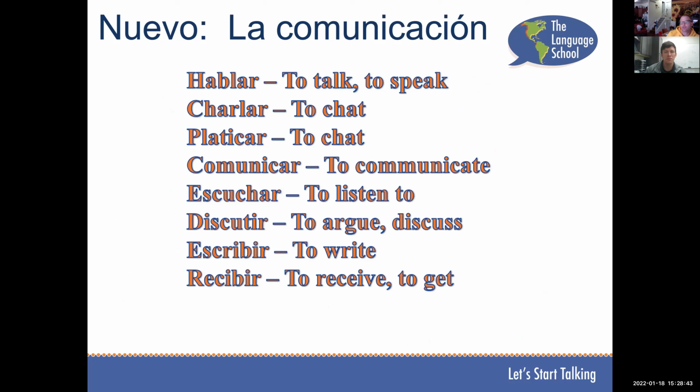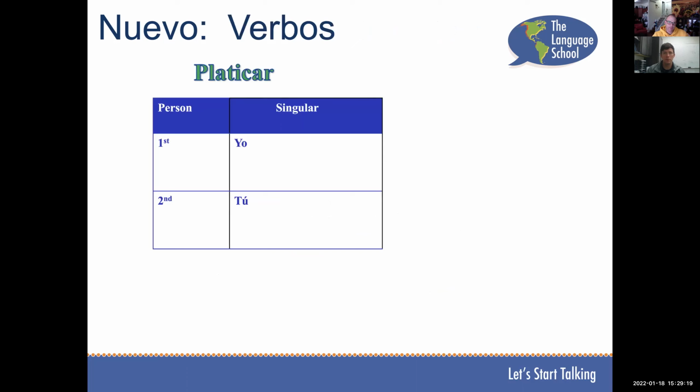Muy bien. Okay, so here we have some new verbs for you. Repite: hablar, charlar, platicar. And those can essentially be used interchangeably. Comunicar, escuchar, discutir, escribir, recibir. So all these verbs fall under the category of la comunicación. Okay, communication, right?